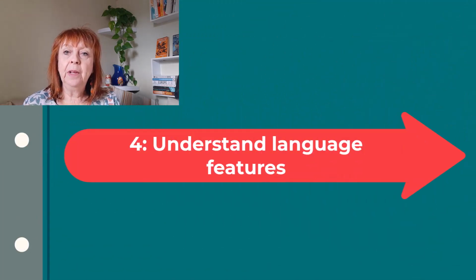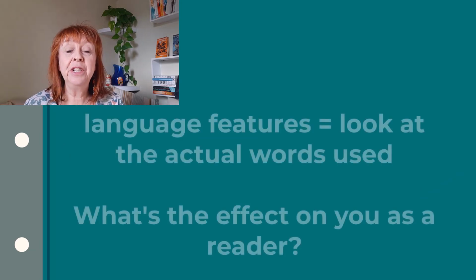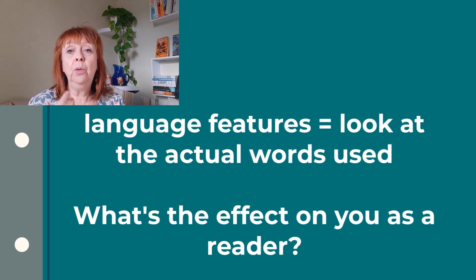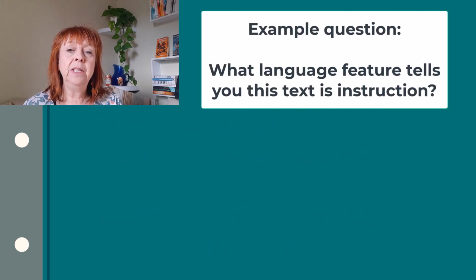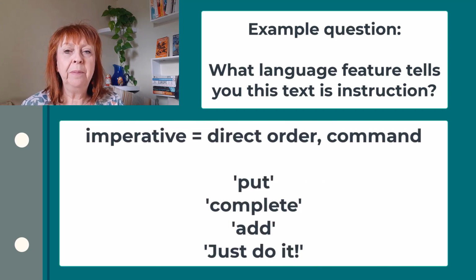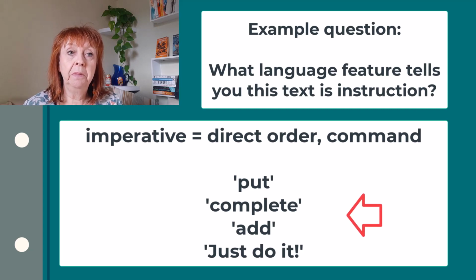Tip number 4, understand what language feature means. Well, what does that mean? If you have a question about language features, it will be asking you what actual words are used and what effect do they have on the reader. Examples of this will be things like, what language feature tells you this text is instruction? Well, the answer for this example would be imperatives. And if you don't know what an imperative is, it's a direct order using just the verb with no pronouns, such as this. Just do it.